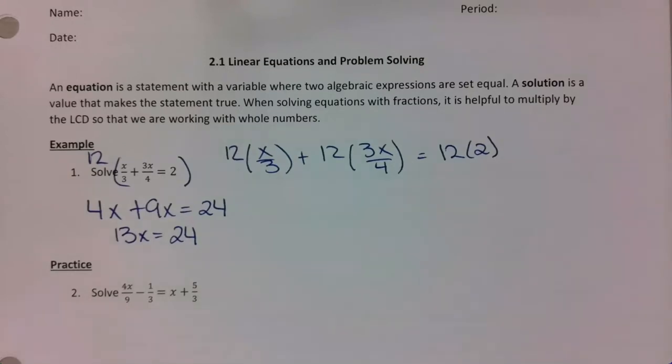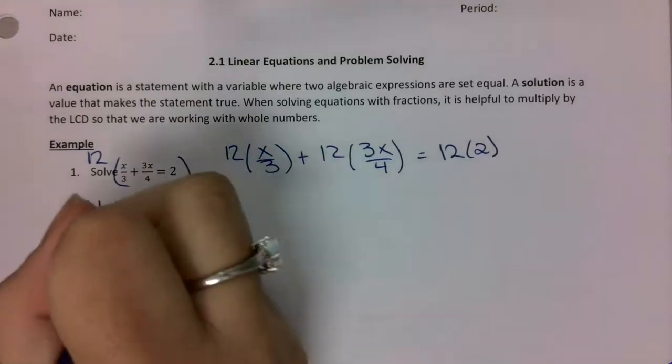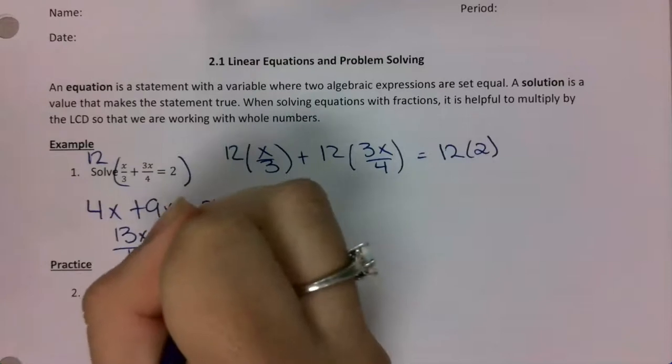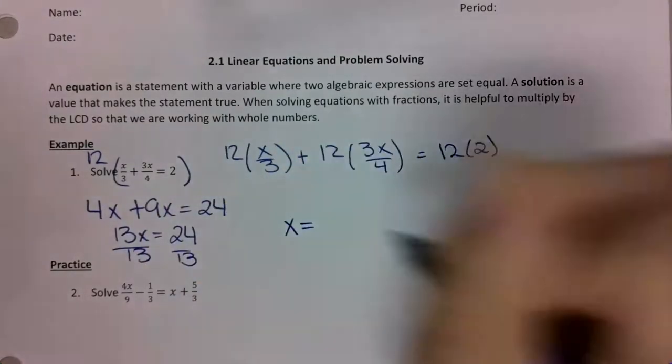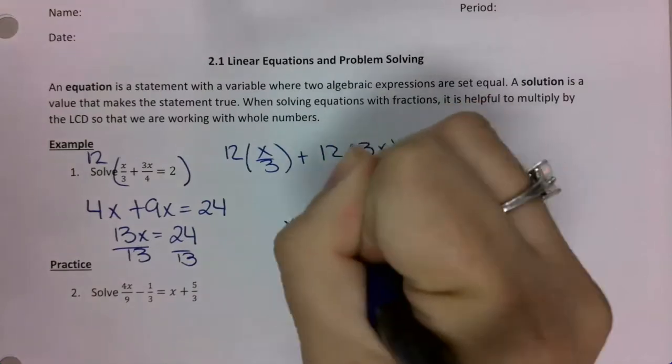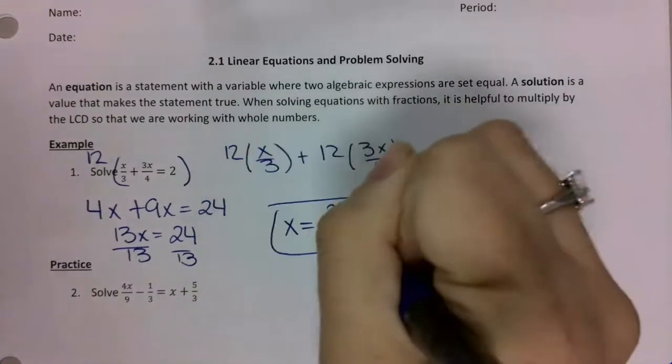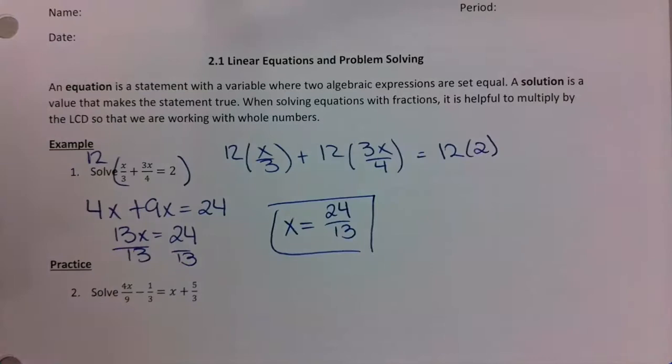Okay. And then to get x alone, I want to divide by 13. Does 13 divide 24 nicely? No. So I'm going to leave it as an improper fraction. So my final answer here is 24 thirteenths.